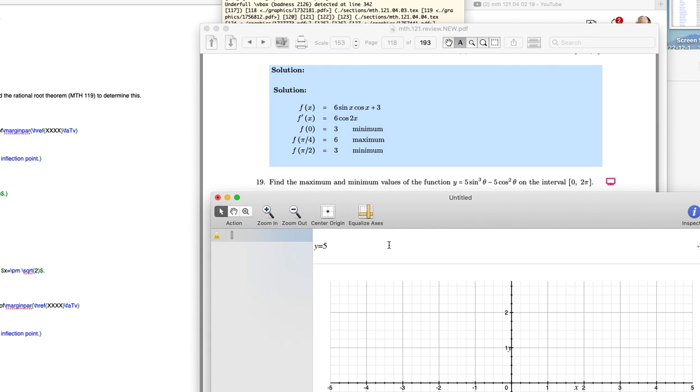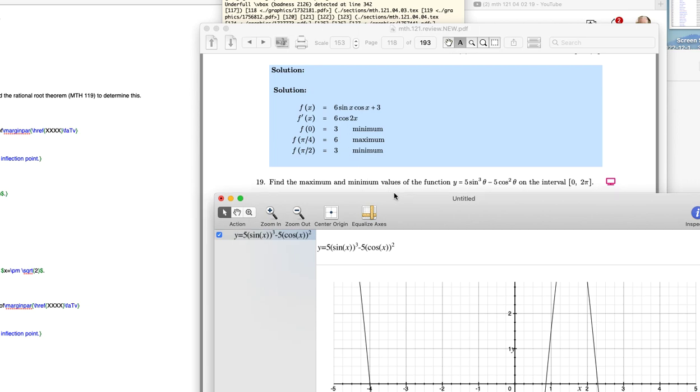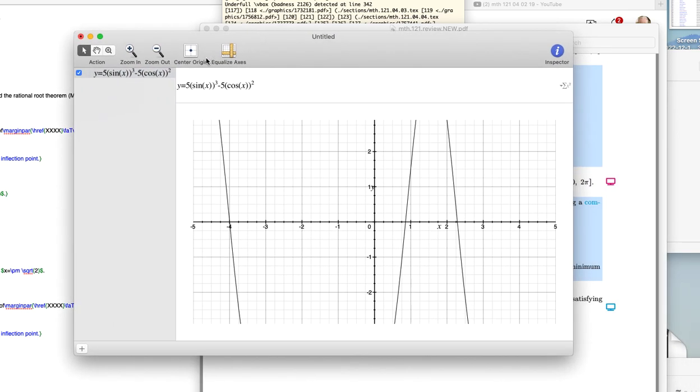It's going to be 5, and then in parentheses, the sine of x to the third power. All right, let's keep moving along, and then minus 5 times the cosine in parentheses. Whoops, that's not cosine, is it? And we're squaring that. All right, let me just pull this up a little bit. I'm going to start to zoom out.